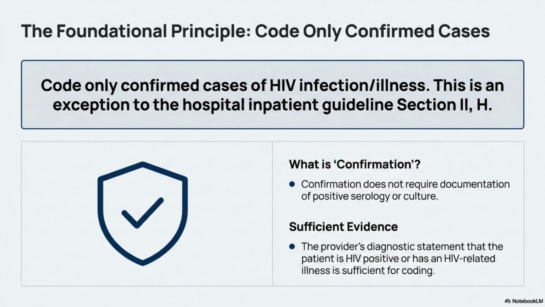In HIV coding, everything begins with one core rule. We only code confirmed cases. And the good news is, confirmation doesn't require lab results. If the provider documents that the patient is HIV positive or has an HIV-related illness, that's enough for coding purposes.